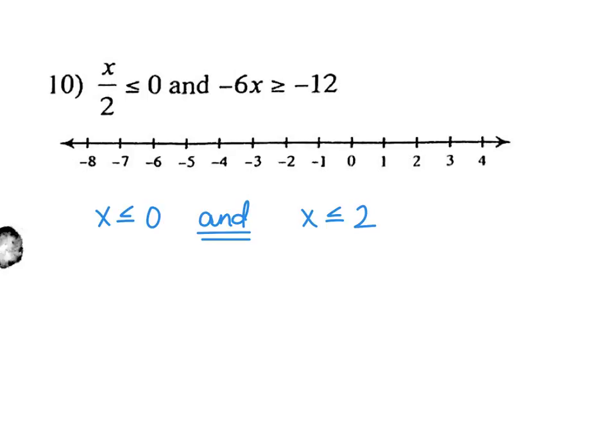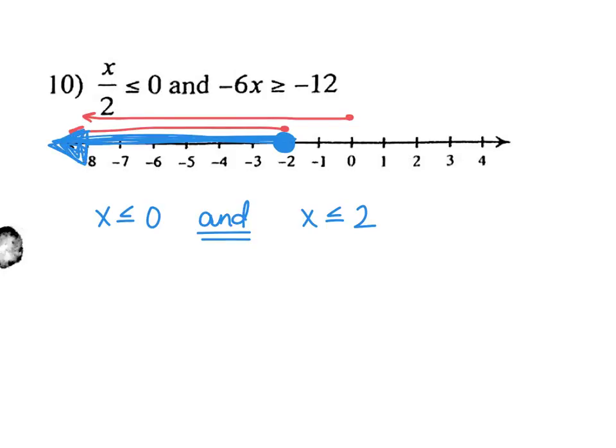And if you go ahead and graph these, I'm going to have negative 0 and less than, and negative 2 and less than. So notice they're not going towards each other anymore, but I still want the overlap. So the overlapping section is from this point of negative 2 and to the left. So this is one of those weird and cases where I'm not actually getting a set that's going towards one another.